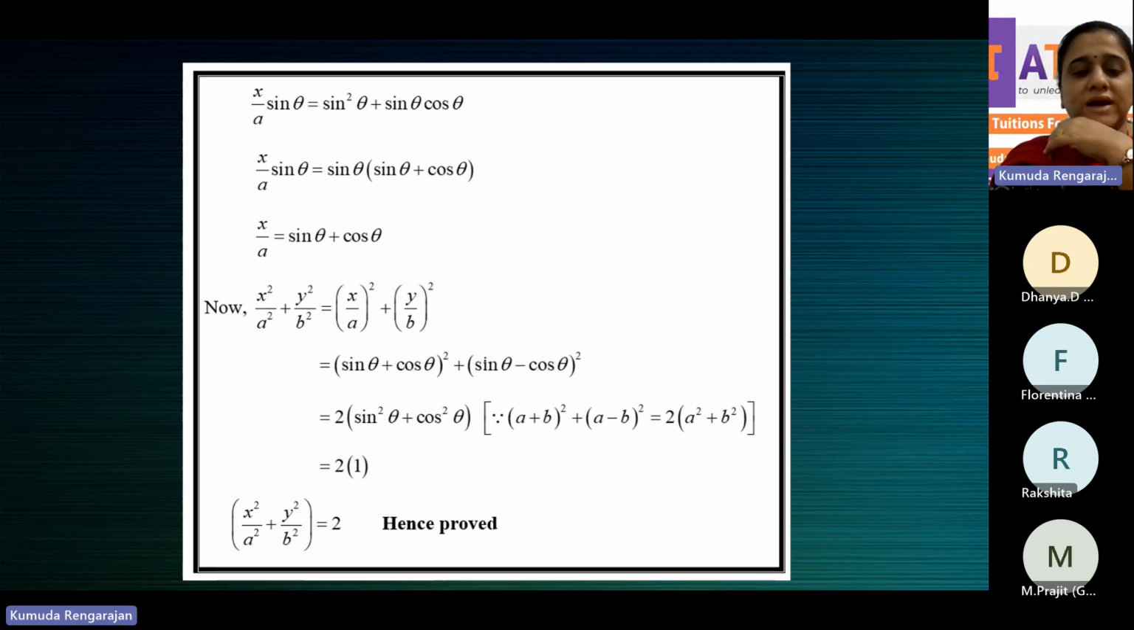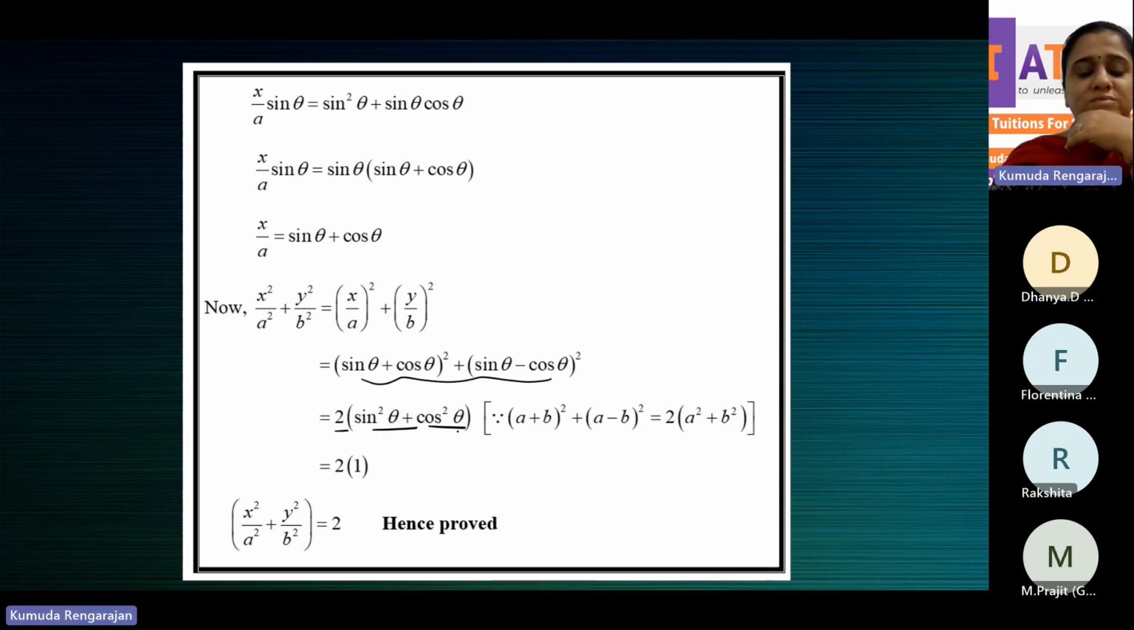So this one, if you know the identity, a plus b the whole square plus a minus b the whole square is equal to 2 of a square plus b square. Otherwise, you'll be expanding and then you'll have to cancel, then simplify. So you take a little more time. But like that, if you save 1-2 minutes here and there, you can save some 10-15 minutes, which really matters in an exam. So remember these identities, they're very useful.